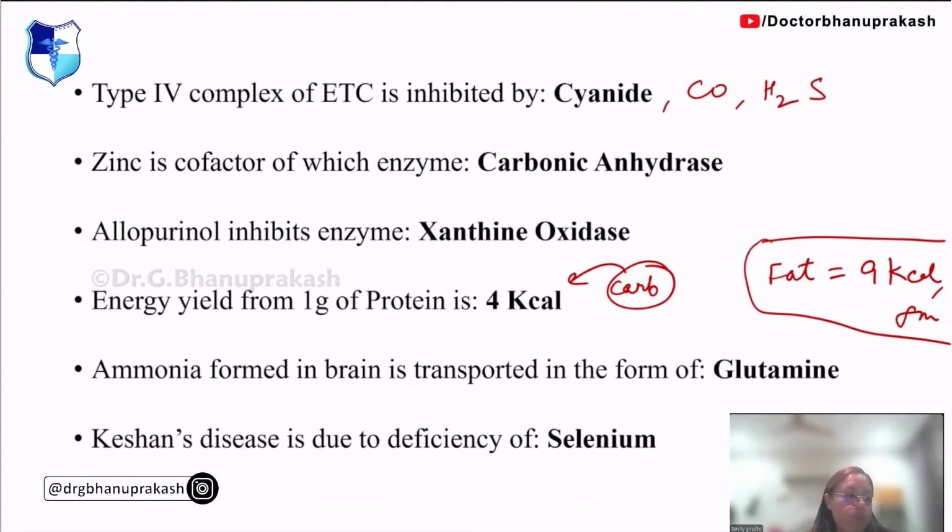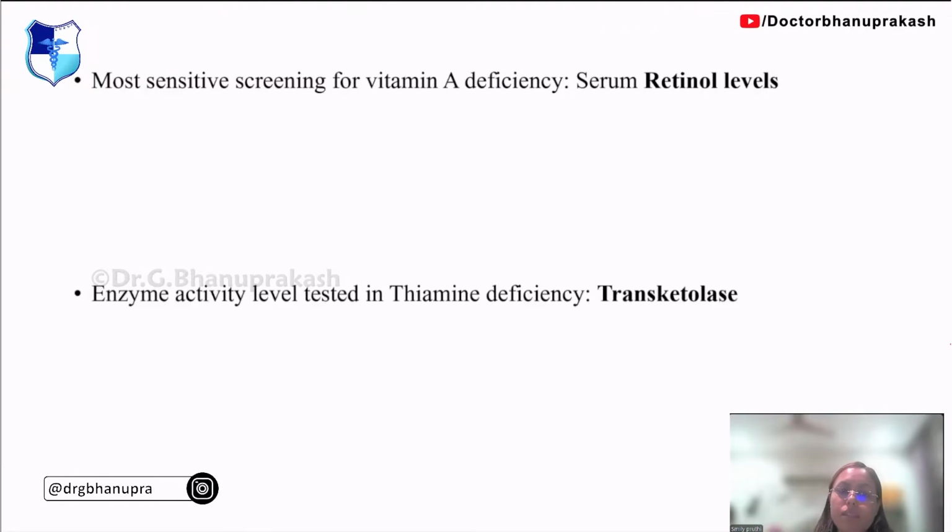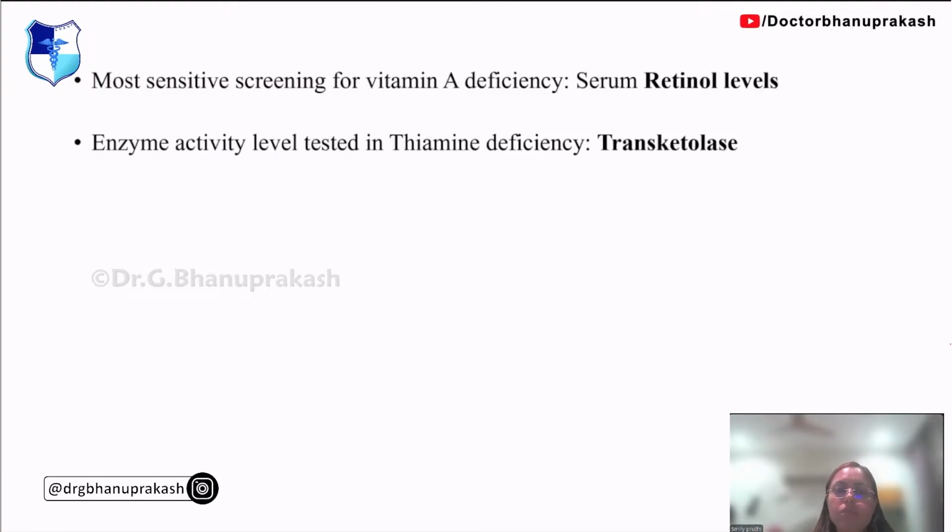Keshan disease is due to deficiency of selenium. Most sensitive screening for vitamin A deficiency is serum retinol levels. Okay, because if you are directly checking serum retinol levels, then it's very sensitive. Enzyme activity level tested in thiamine deficiency. I already told you marker for B1 deficiency is transketolase activity. Okay, transketolase activity, not the quantity of enzyme.